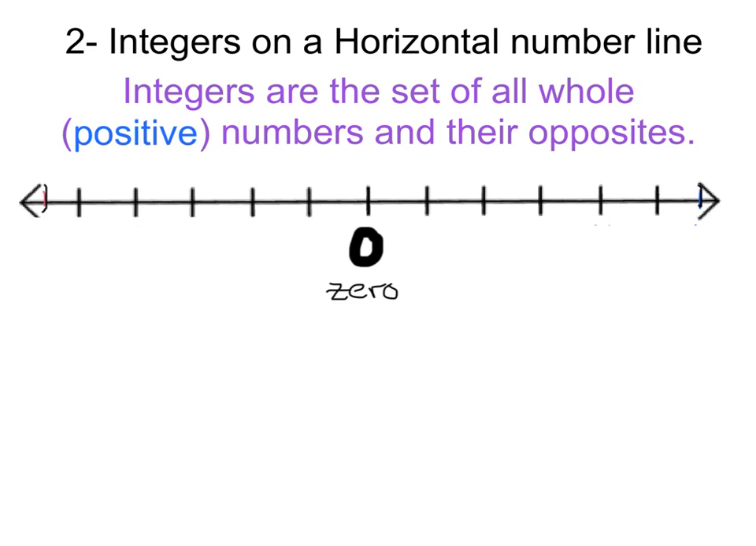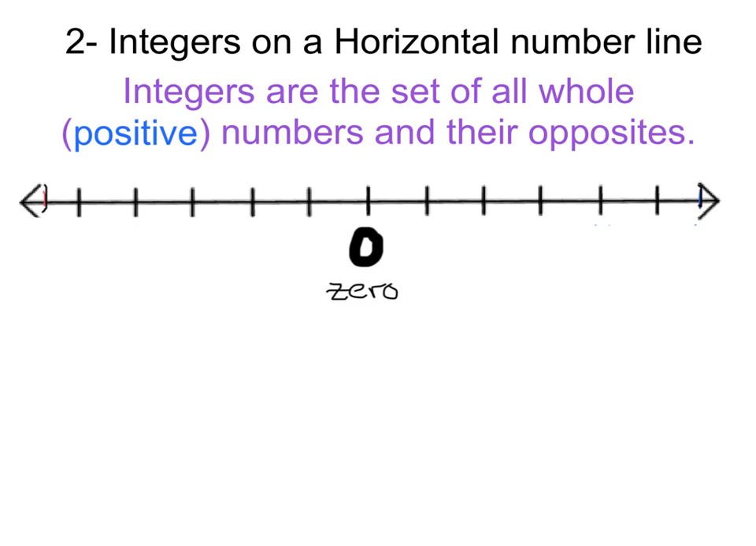Now, we're going to be starting again with the idea of 0. 0 represents nothing. If we have $0 or we have 0 pieces of candy, we have 0 hours of homework, those are all representing that there is nothing that we have.